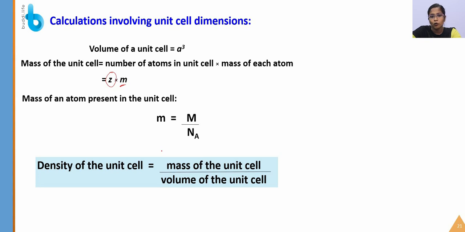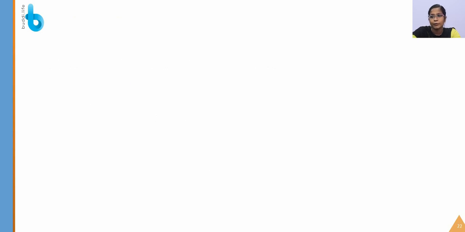So what is the density formula? In general, density is equal to mass by volume, right? So density is equal to mass by volume. We know that the mass of the unit cell is equal to Z into m, and then the volume of the unit cell is equal to a cube. Okay, so first, density is equal to what? Mass by volume.